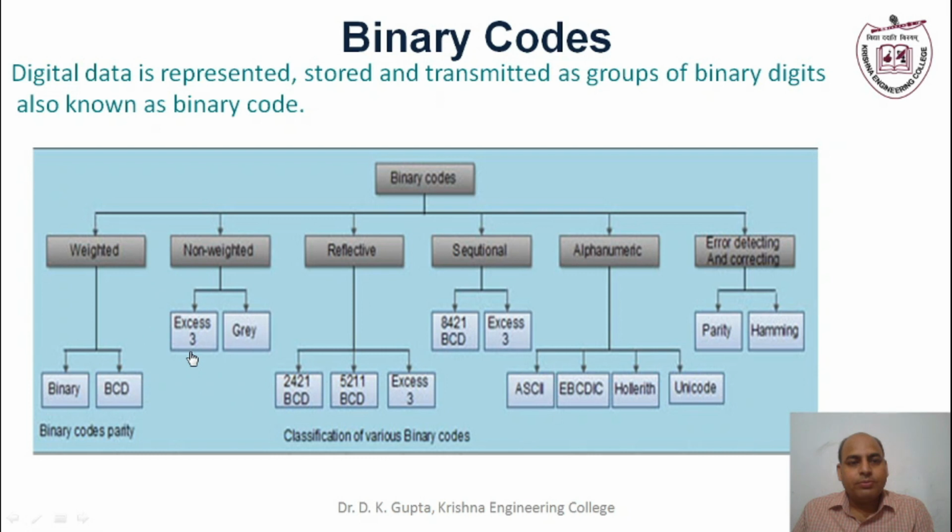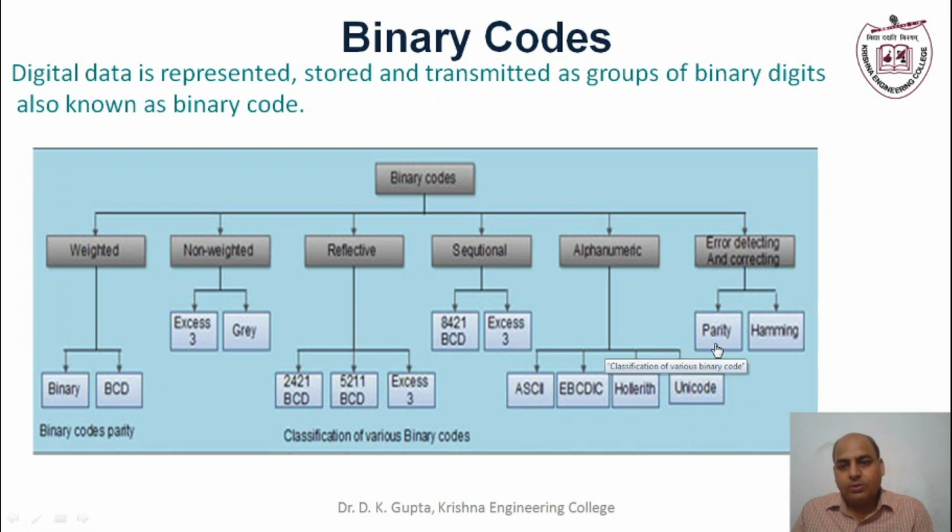Non-weighted codes have examples of XS3 code and gray code. Reflective codes are 2421 code, 5211 code and XS3 codes. Sequential codes are 8421, also called BCD, and XS3. There are different alphanumeric codes: ASCII code, EBCDIC code, and Unicode, and so on. Different types of codes are there. The most popular one is ASCII code.